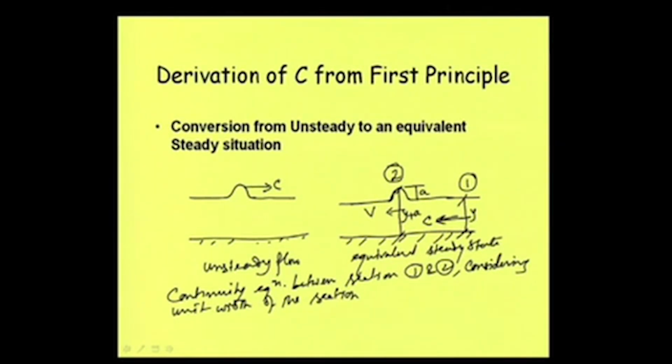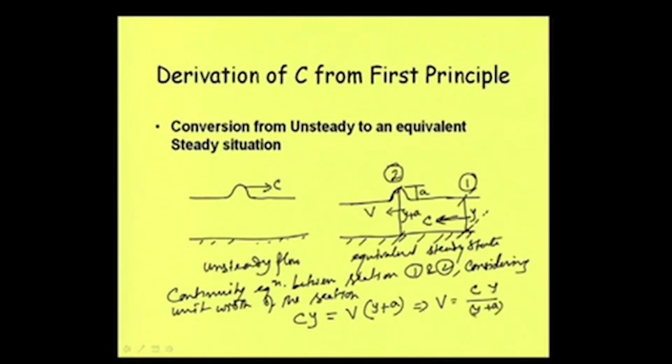Now discharge is equal to the velocity at section 1 and the area. Area is equal to y into its width. In fact, if we consider width, then width will come, but we are considering width to be equal to 1. So it will be c into y. So we can write that c into y is equal to v, where we take the velocity as v, and depth here is y plus a. From this we can write that v is equal to c y divided by y plus a.